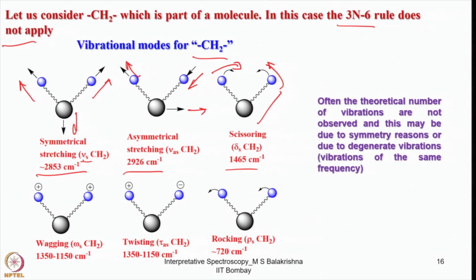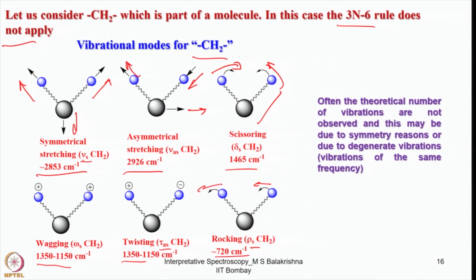Apart from these three fundamental vibrational modes, we also come across wagging. Here wagging is referred to as gamma S. This comes in the range of 1350 to 1150 centimeter minus 1. And then another one is twisting, which is called gamma AS. This comes around 1350 to 1150 centimeter minus 1, and then the other one is rocking, both in the same direction. This is rho CH2, which comes around 720 centimeter minus 1.